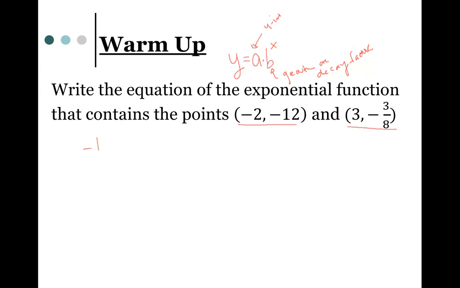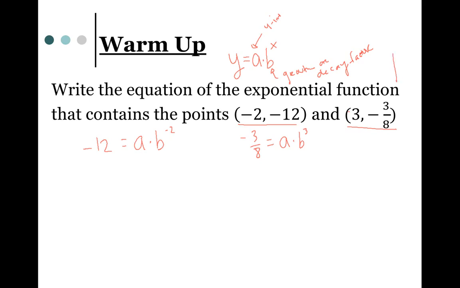I've got -12 equals a times b to the power of -2. Then I also have -3/8 equals a times b to the power of 3. So as x gets bigger, what happens to y? Does that get bigger as well? What is this going to look like?